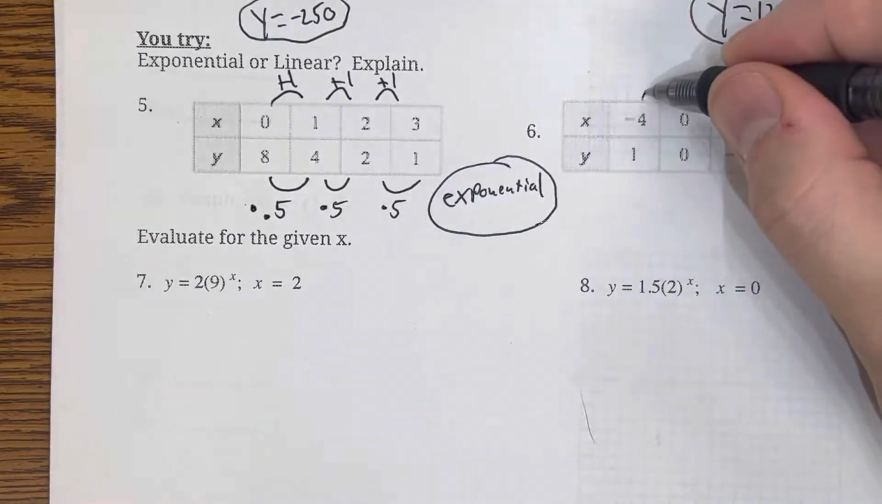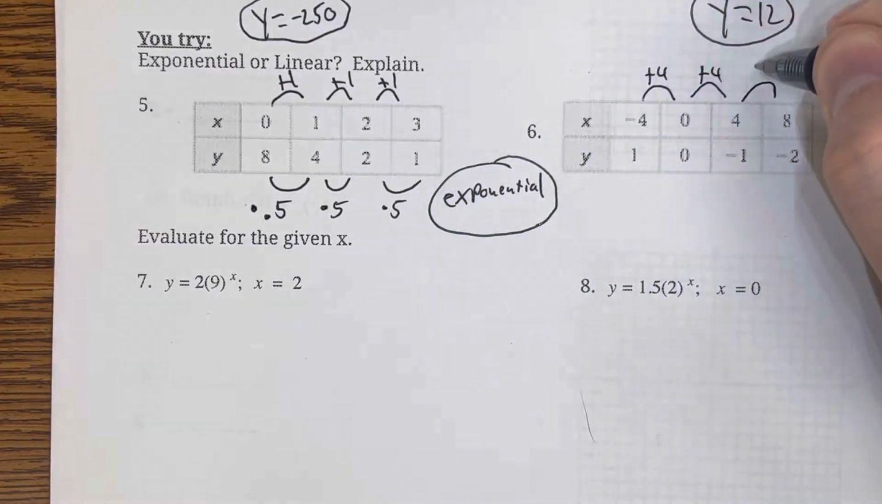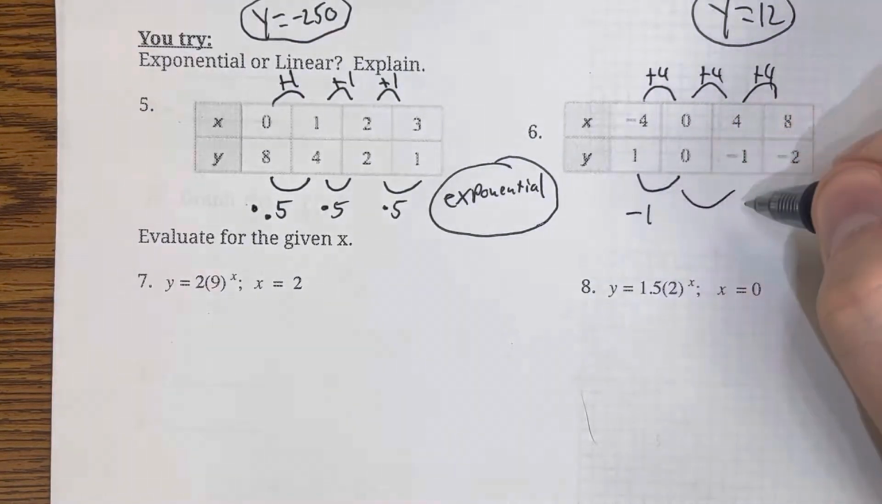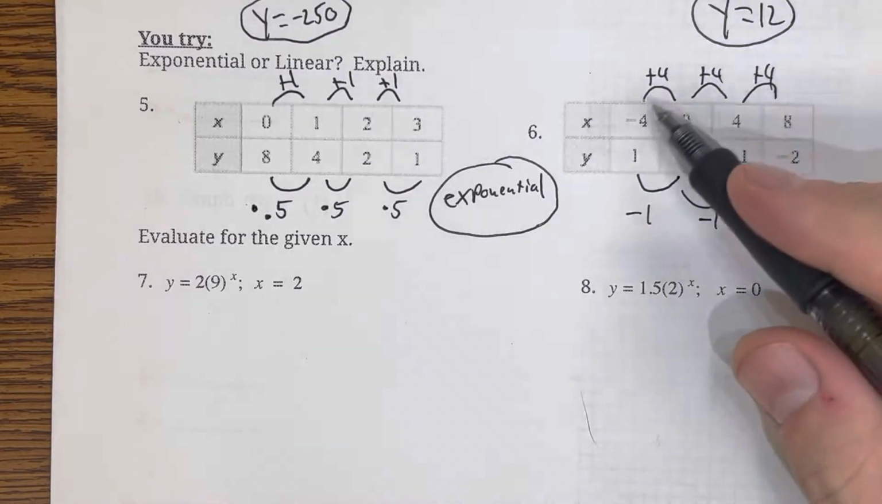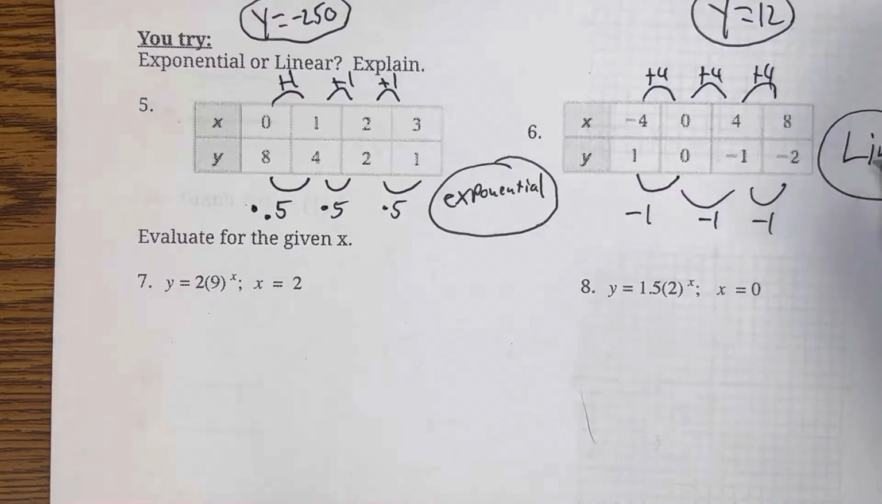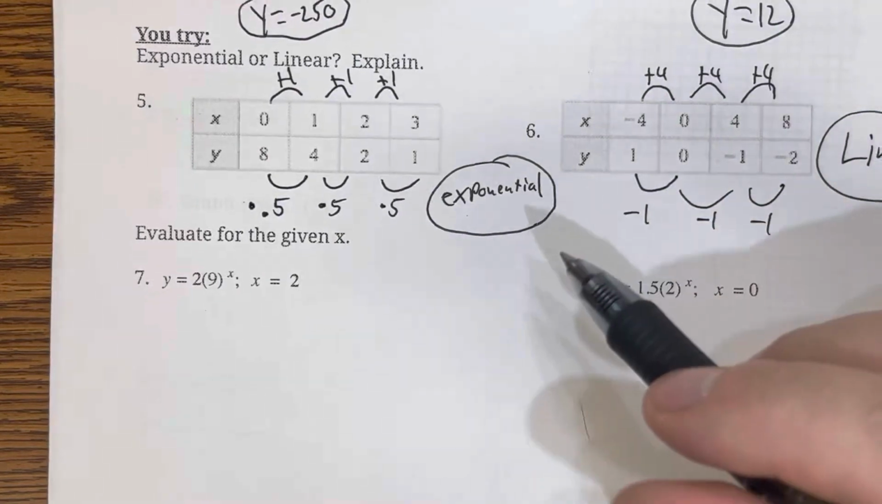All right, here we're going up 4, up 4, up 4, minus 1, minus 1, minus 1. So that's increasing at a constant rate, decreasing at a constant rate. That is linear. Constant rate of change, this one, y was being multiplied by that constant factor.